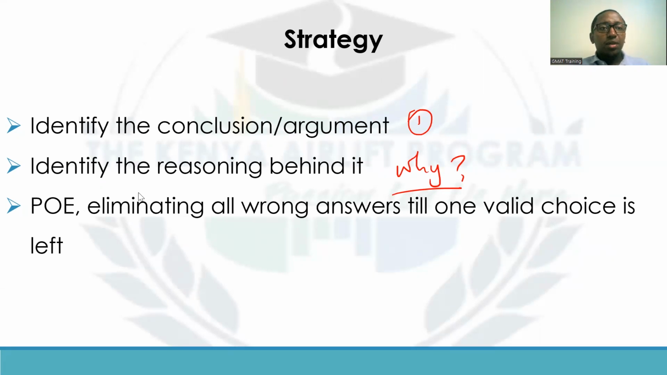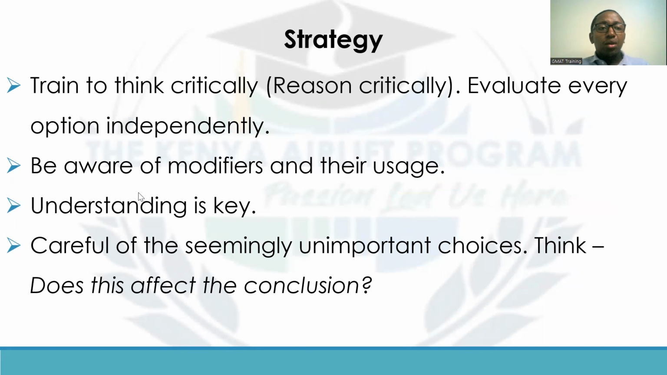If we dive specifically into conclusion questions, we want to make sure that we are thinking critically. That is, you evaluate every option independently. Once you read an answer choice, you just ask yourself, what exactly is this answer choice saying relative to my conclusion? Then be aware of modifiers and their usage. Do not ignore any modifier, or assume that any is unimportant. Always ask yourself, is this interpretation mine or the author's?